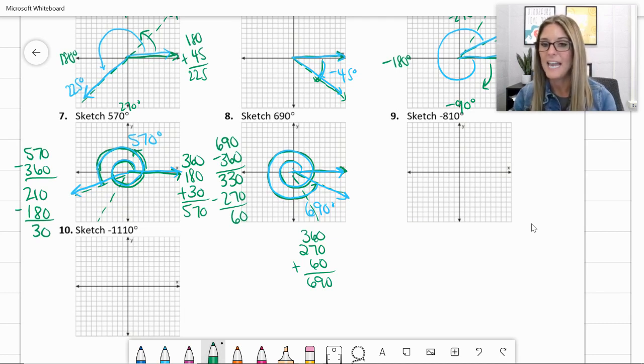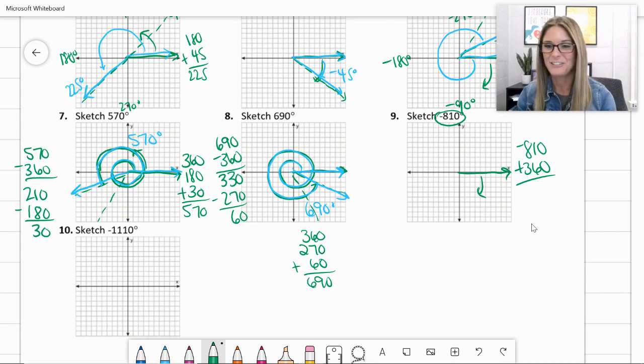Number 9, sketch negative 810. So we are going to go down and around, starting position, going down. Now this is obviously bigger than 360, so let's take negative 810, and since it's negative, let's add 360. That is going to help us get a smaller angle. So negative 810 plus 360 gives me negative 450.